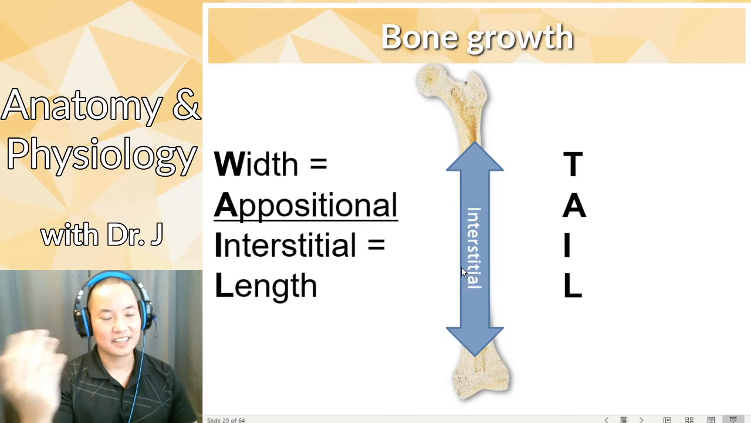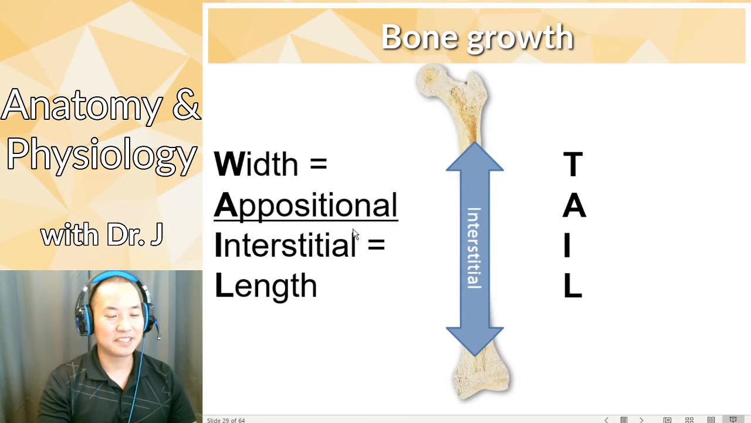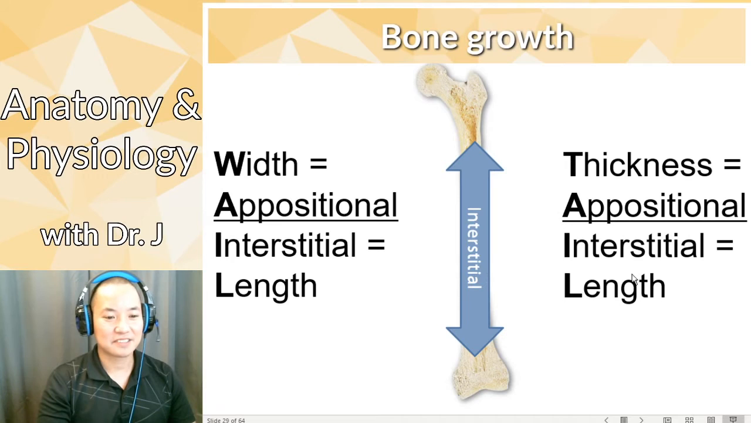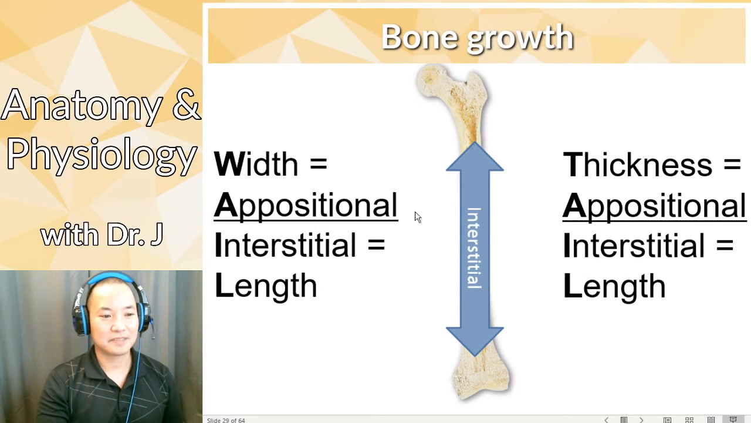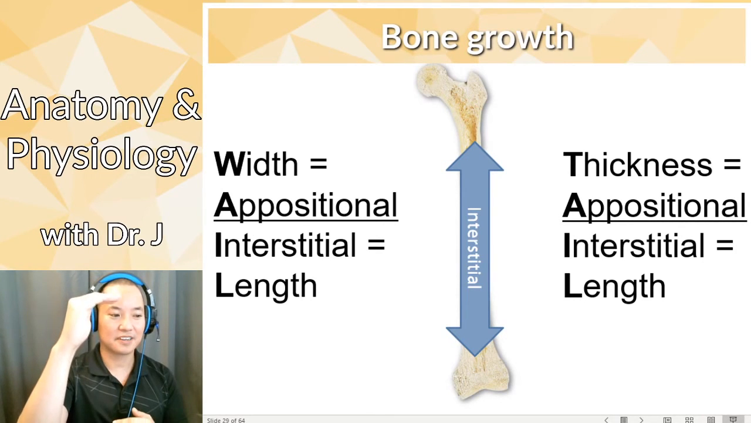So this is a mnemonic I sometimes teach. It works for some people, but for some reason, it's not a very popular one. So width is appositional, and interstitial is length. This mnemonic is called whale tail. Why? Because again, if it's width, you're growing wider. If it's interstitial, it grows longer.